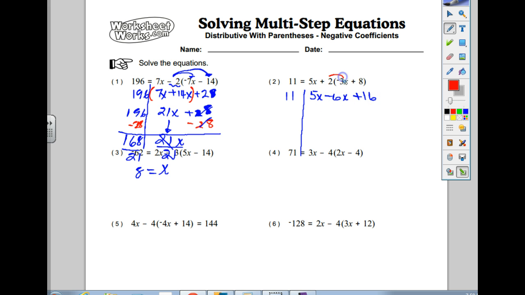Then the next thing to do, so again, we went ahead and distributed the 2. Now we can combine the like terms on this side. 11 is still over there by itself, and 5x minus 6x will be negative x. Or you can put the imaginary 1, plus 16. Now the negative 1 is attached to the x, so we do it last. So we will subtract 16.